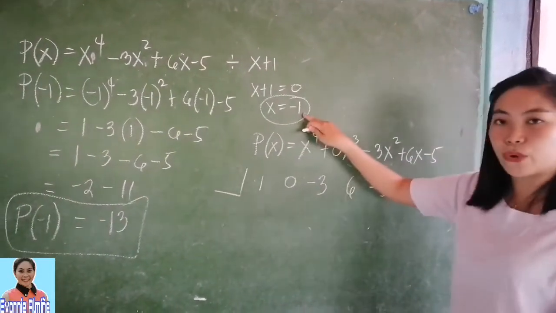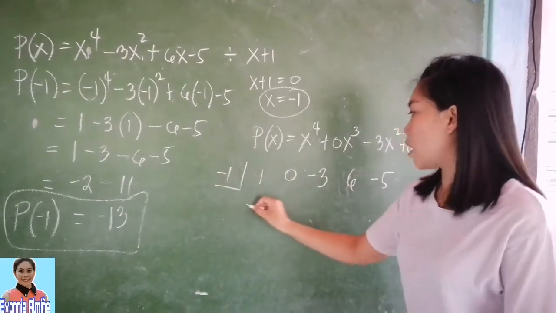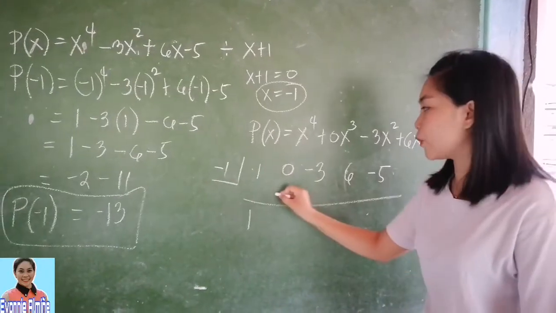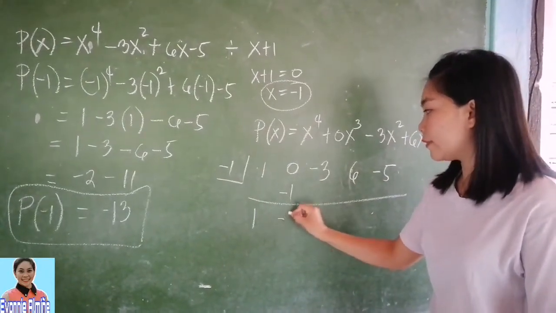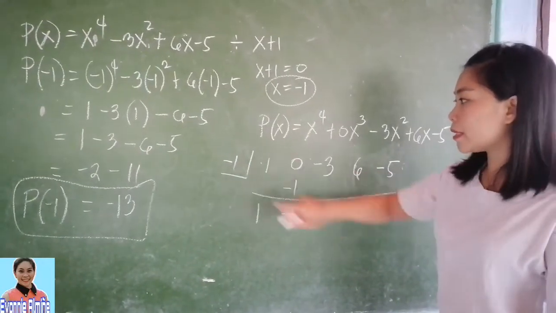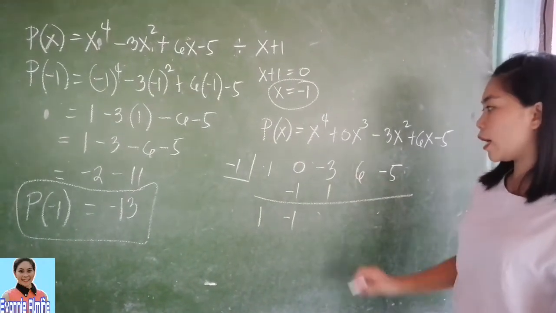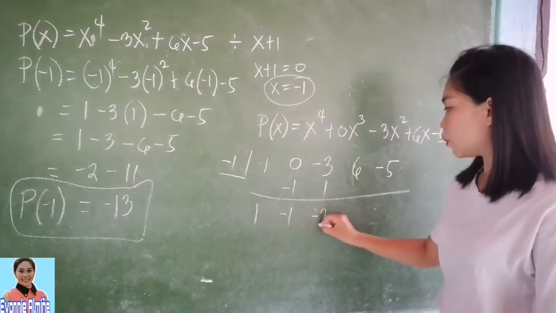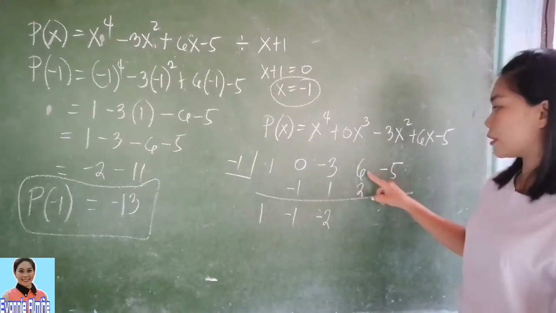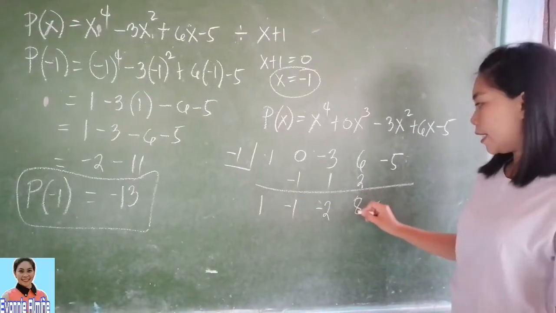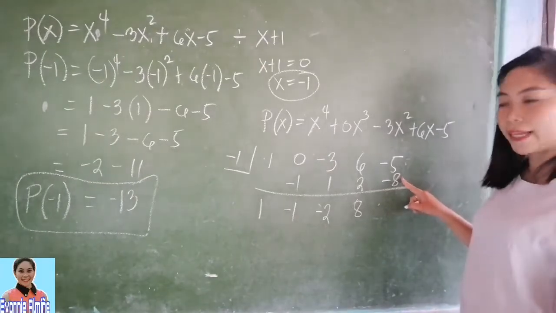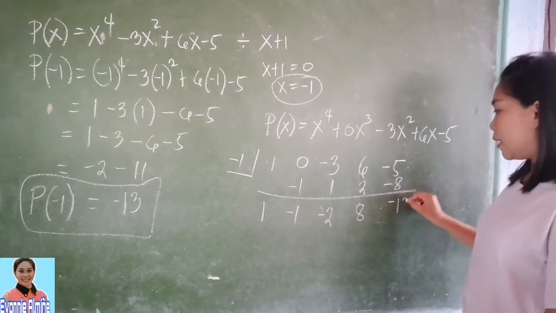Then, same divisor, of course, you have negative 1. Then 1 multiplied by negative 1, what's the answer? Of course, negative 1. Then bring down negative 1 kasi 0 minus 1, you have negative 1. Times negative 1, you have positive 1. Then, negative 2. Negative 2 multiplied by negative 2, you have positive 2. 6 plus 2, of course, 8. Times negative 1, you have negative 8. Then, negative 5 plus negative 8, you have negative 13.